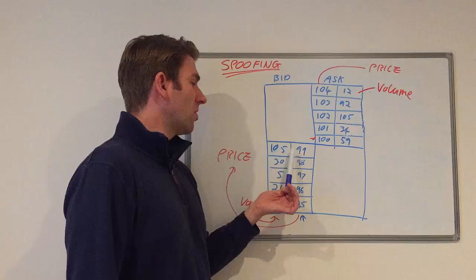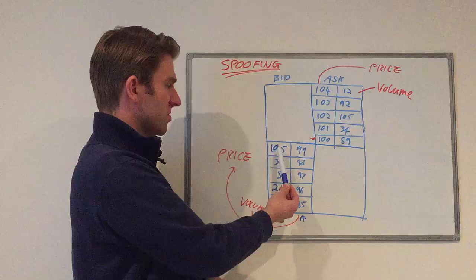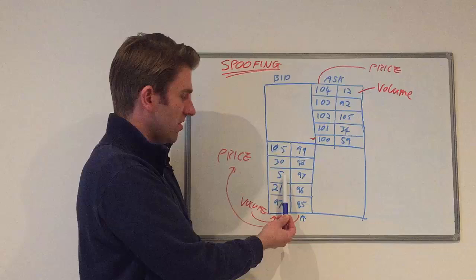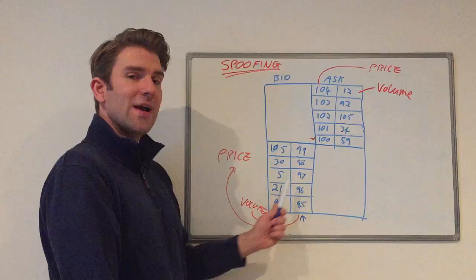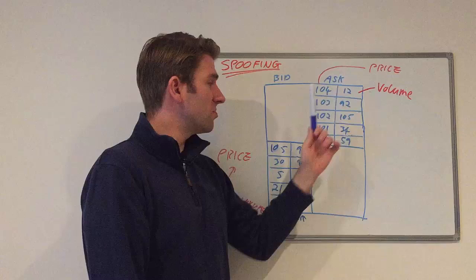So all I've done is broken it down into what it could be. And on this side, we've got volume. So this is the number of contracts that are available at that price. So at 97, you've got 5 contracts, and at 95, you've got 97 contracts. And these guys here are all waiting to buy. So they're prepared to buy at 99, 98, and so on. This side are all the people looking to sell. So you've got the price on here, 100 to 104, and all the volume at each level.